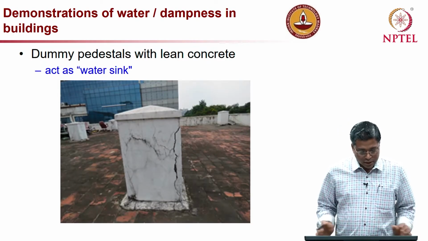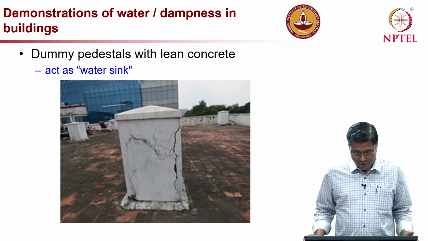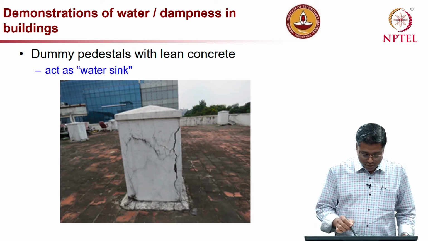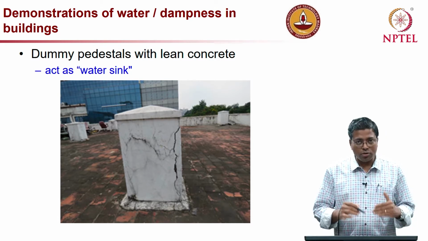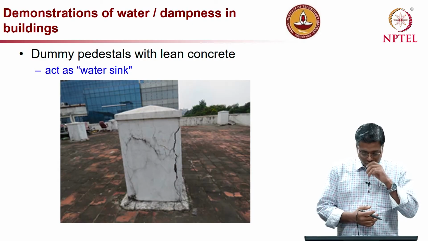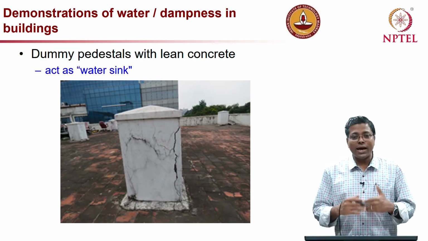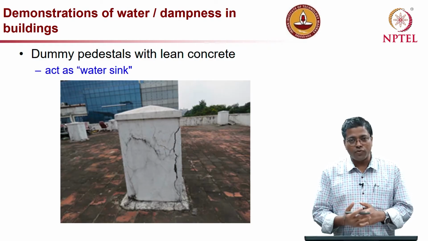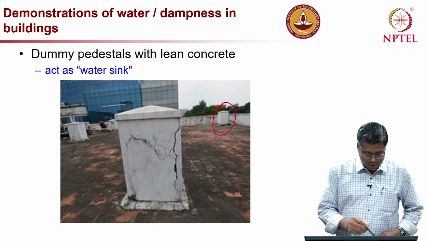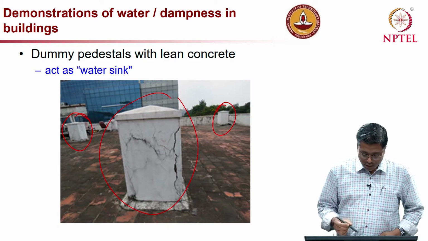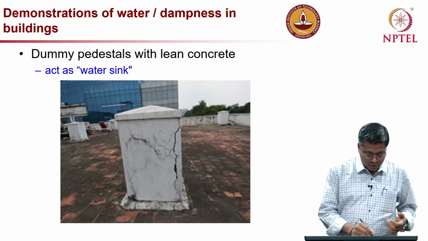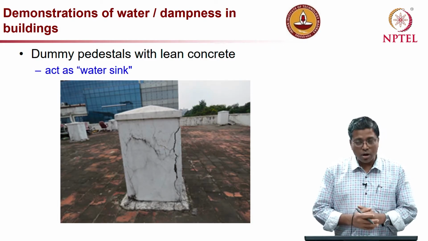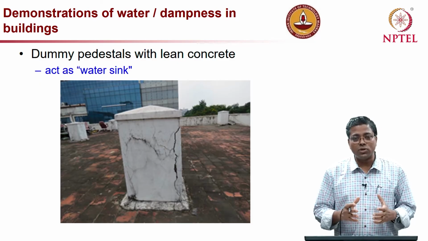Now let us look at another problem which we often see. This is a typical pedestal which we will often see on most of the roofs of maybe 2 or 3 story buildings, where in anticipation of going for another floor, people provide these pedestals, something like this. You can see here this pedestal essentially has extended rebars inside, and the cracked concrete which you see is actually lean concrete.